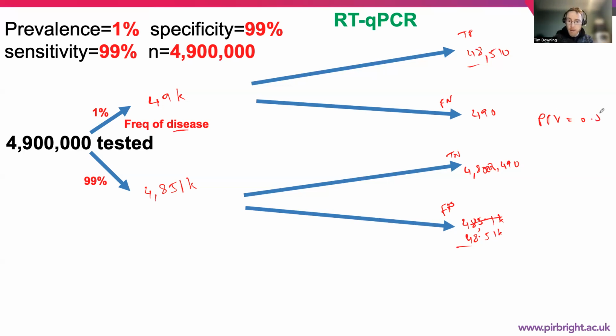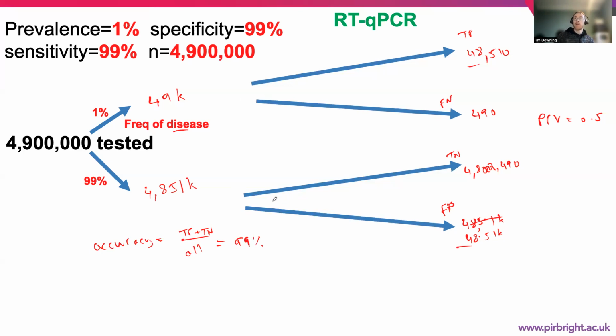And we can work out the accuracy as well. So the accuracy is something we can calculate. That's going to be the true positives plus true negatives versus all, and that's going to work out as 99%. So that's a function of specificity and sensitivity. The test is highly accurate, but the PPV is only 0.5 because of the function of prevalence of the disease more widely.